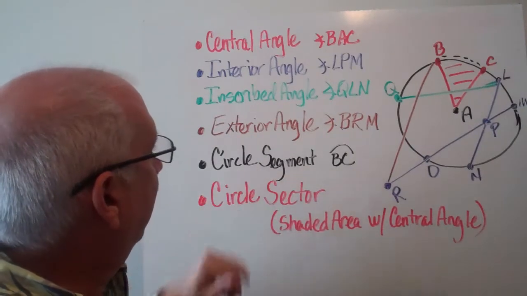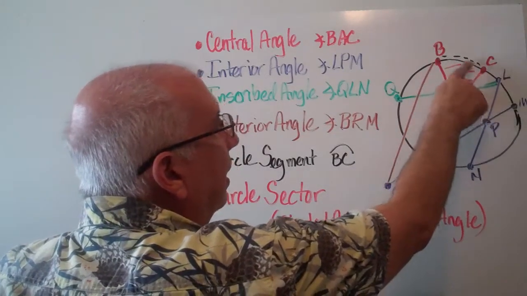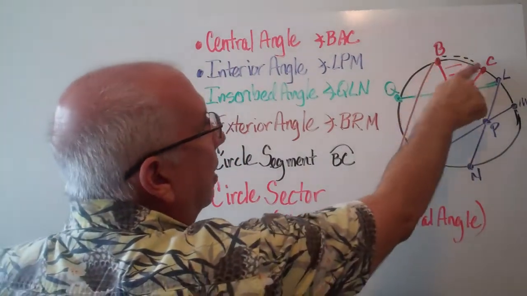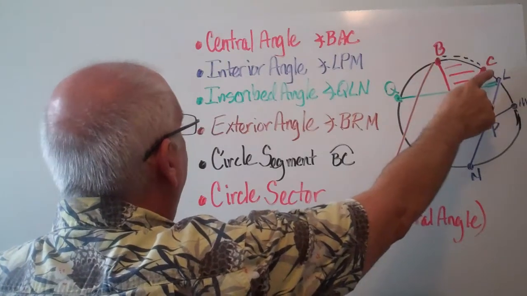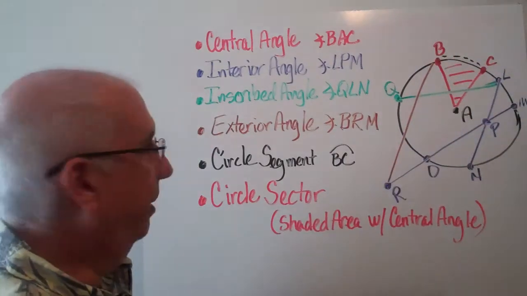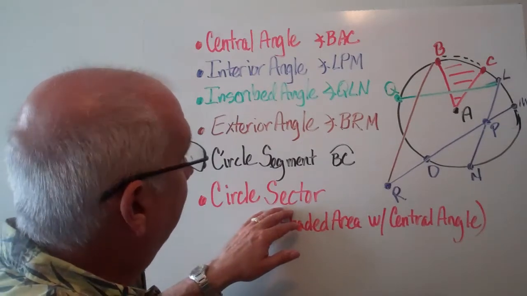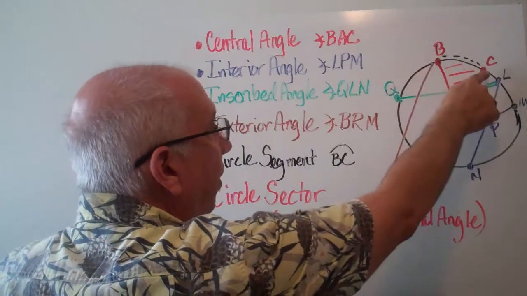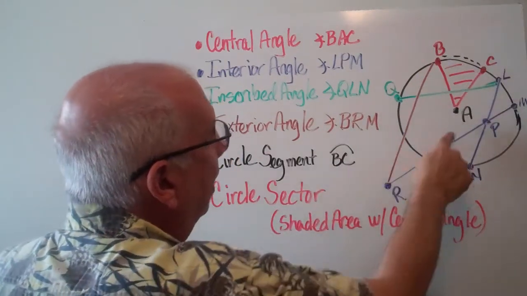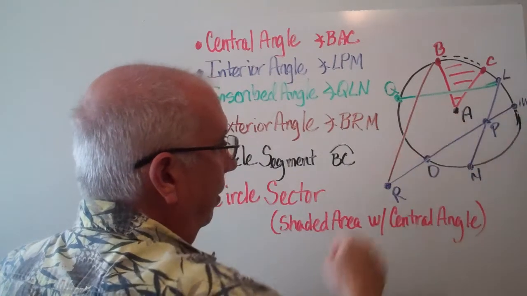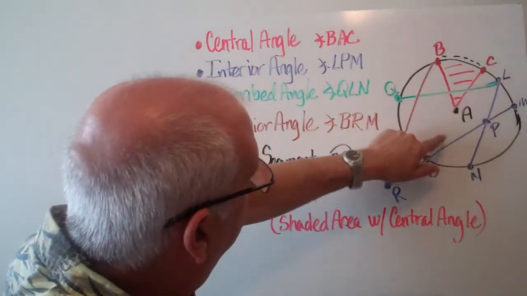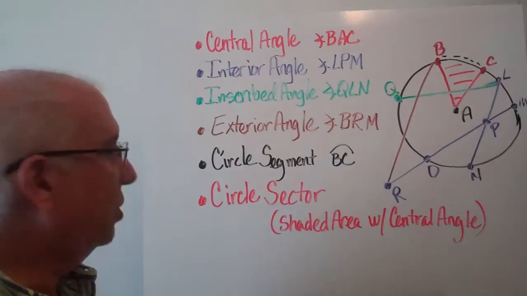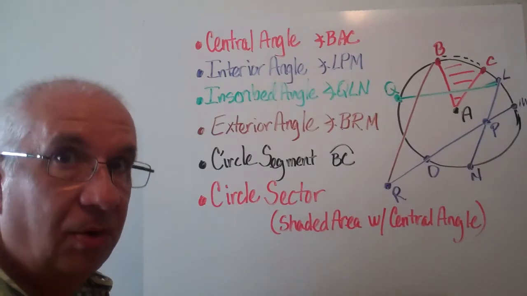A circle segment is the distance from 2 points on the circumference. An example of that would be arc BC. A circle sector is 2 points on the circumference of the circle joined at the center. So this shaded area right here with the central angle A is called a circle sector. It's an area.